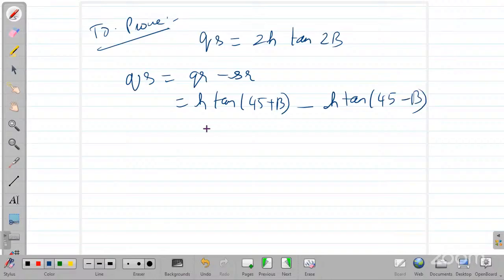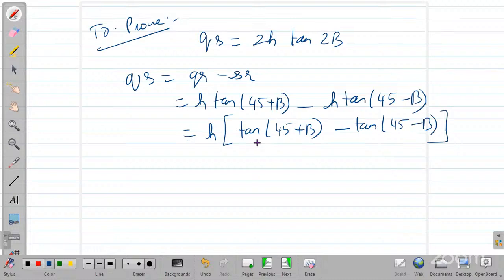Would you like to simplify this by yourself by taking H common? I think you can take H common. So the tan (A plus B) minus tan (A minus B) formula you can just try to apply and do the simplification. You'll be able to get this one. You just check whether you're able to get the answer here or not. Just do it now. If any doubts, you ask me.